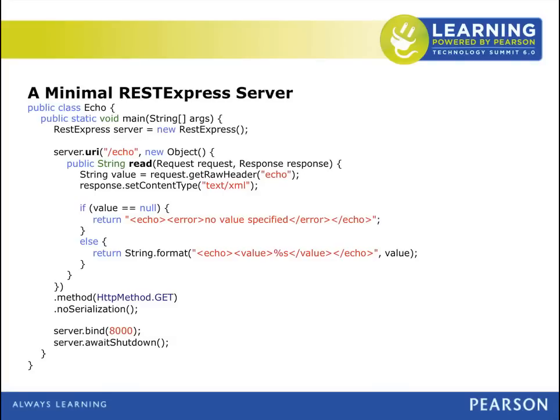We're going to set our response content type, which is not necessary. We only had to do this for echo because RESTExpress supports JSON and XML out of the box, and we're kind of doing some magic here to return XML, so that's the only reason we had to set that. So if we don't have a value for the echo parameter, we write some XML back out and return this string. Otherwise, if there is a value, we do some string substitution and return that.